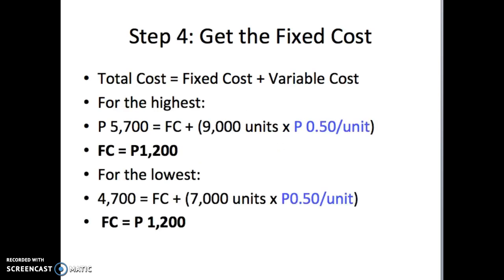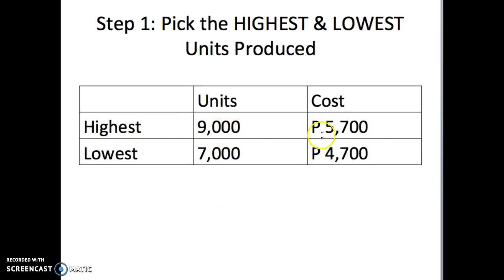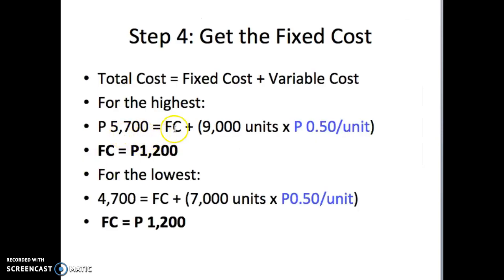For step 4, we take note of this equation: total cost is equal to fixed cost plus variable cost. For the highest, we take note of the peso value from the highest number of units, which can be found in the previous slide. The highest number of units was 9,000. This time we pay attention to the cost, so it's 5,700 equals fixed cost.